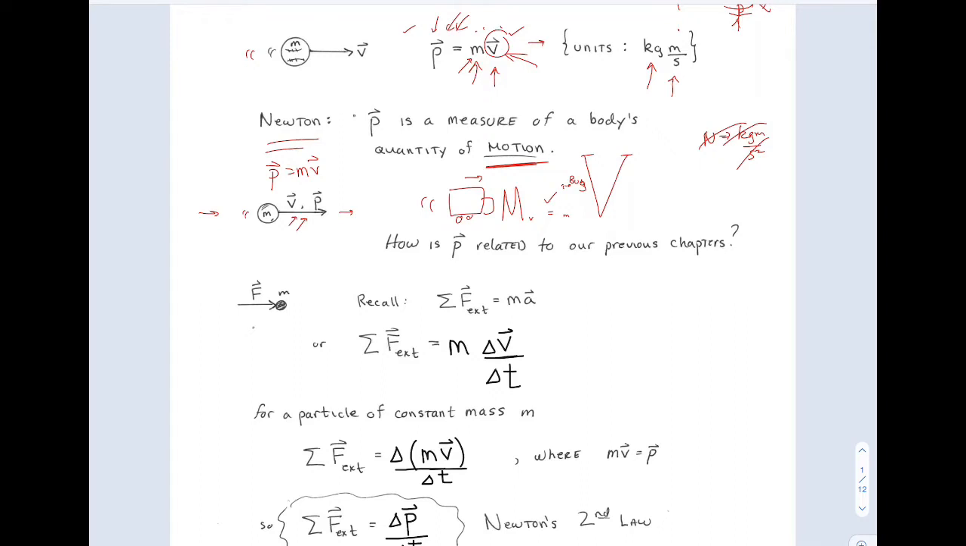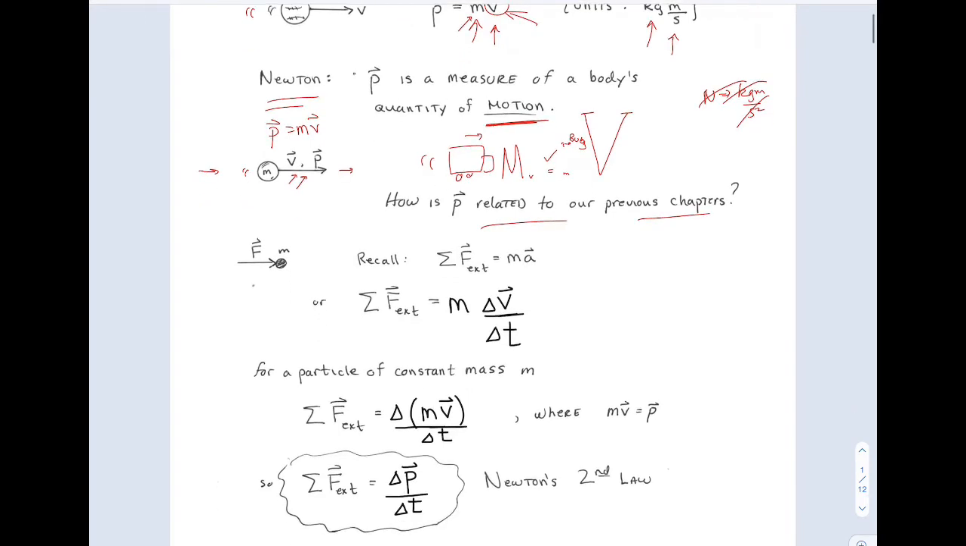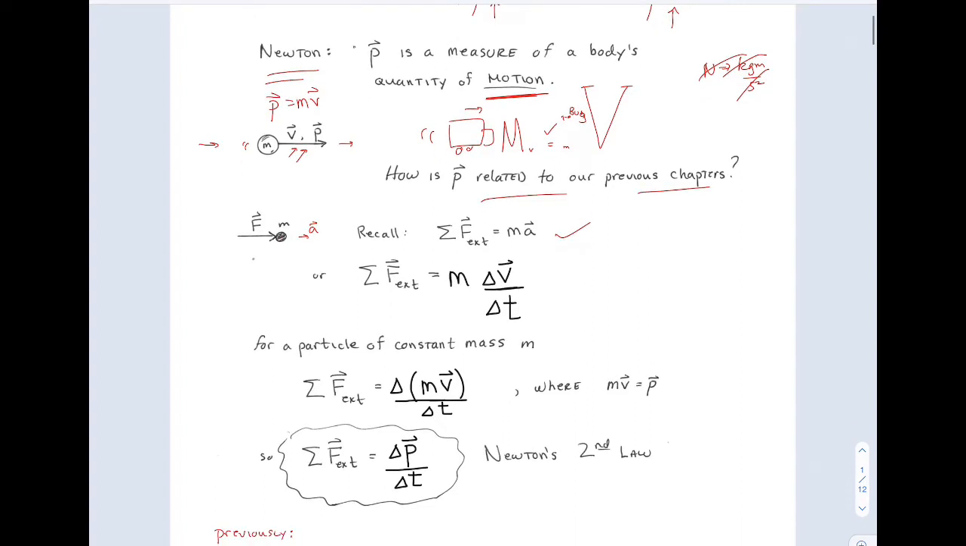So we have this new quantity, momentum. How do we use it? All right, so we want to know, how is this new stuff related to the old stuff? So in the old chapter, we'd say you have a mass, you apply a force, the object accelerates. So that was Newton's second law, net force equals ma. So I'm going to write acceleration as change in velocity with respect to time.